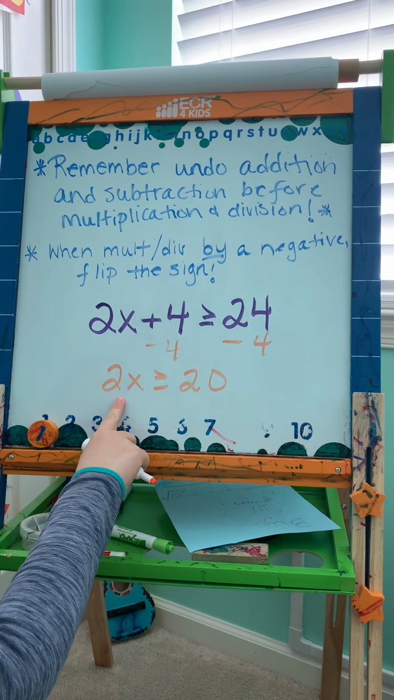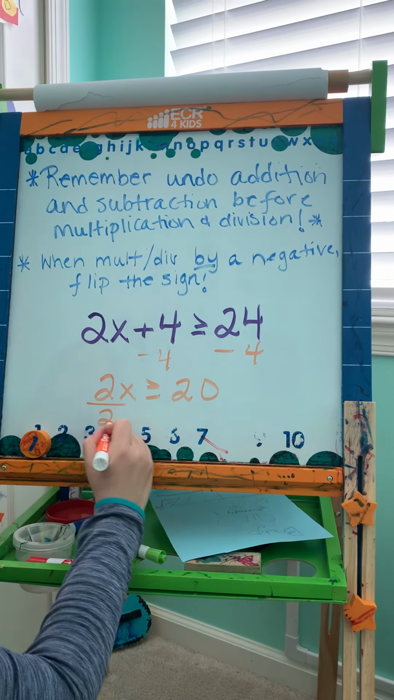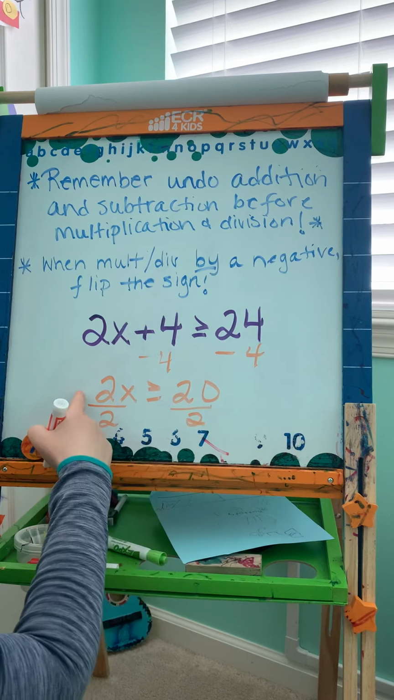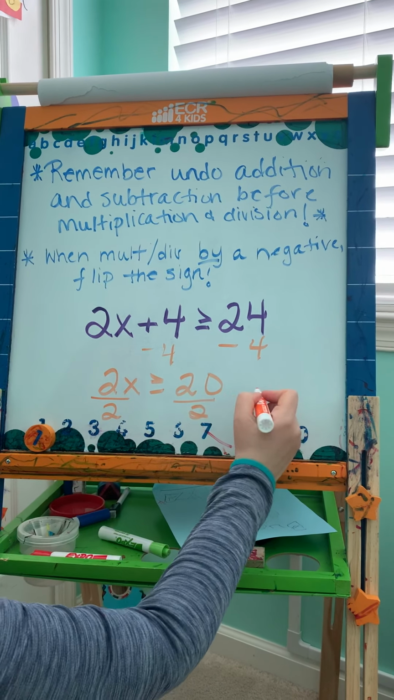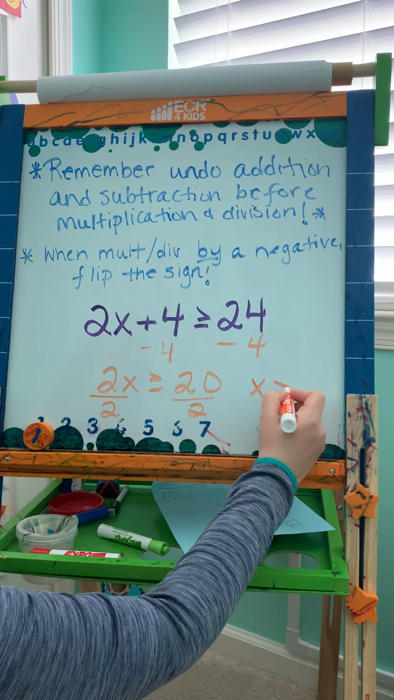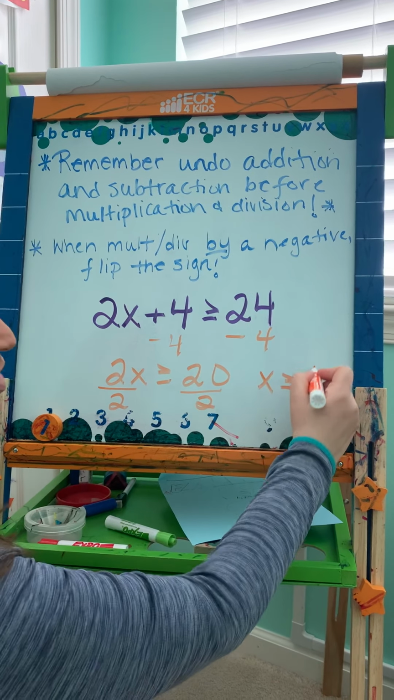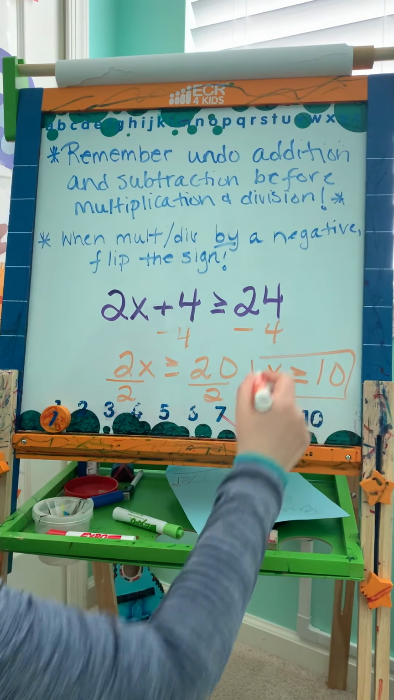Now I have to get rid of this 2. I'm going to divide by a positive 2. Because I'm dividing by a positive 2, nothing changes. I'm going to be left with x is greater than or equal to, like I have to begin with, 10, and that would be my final answer.